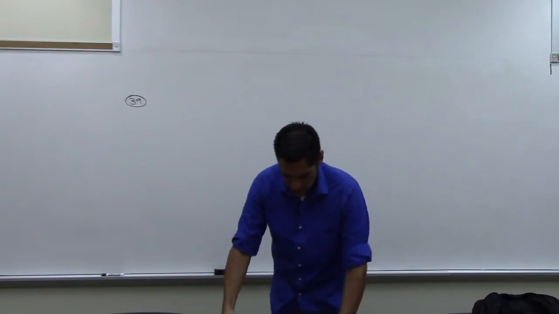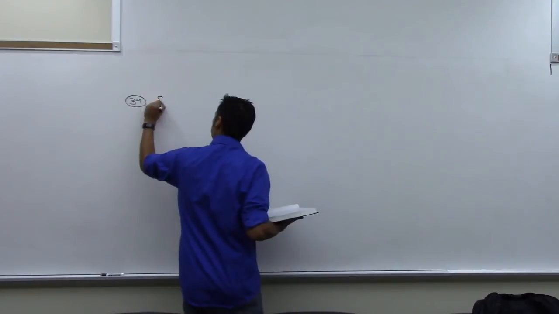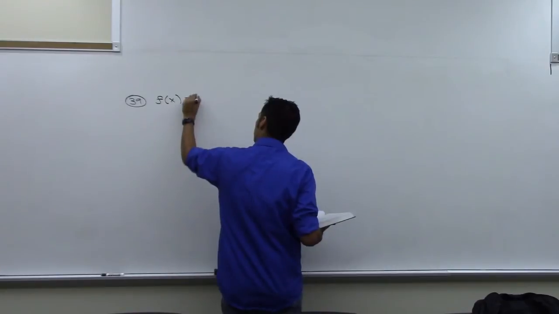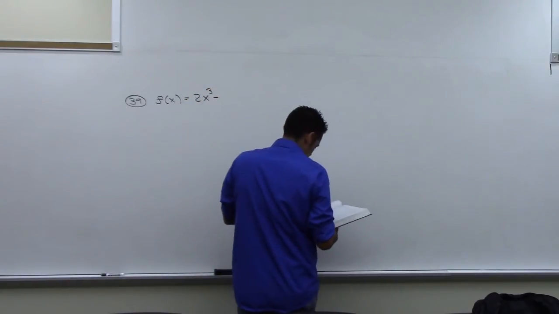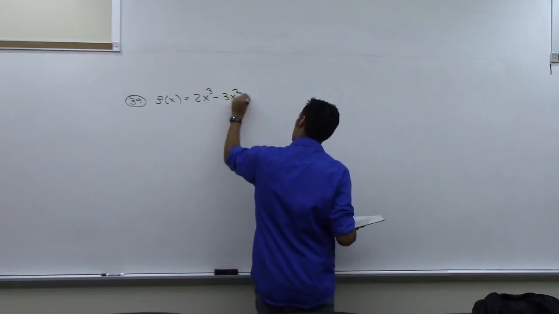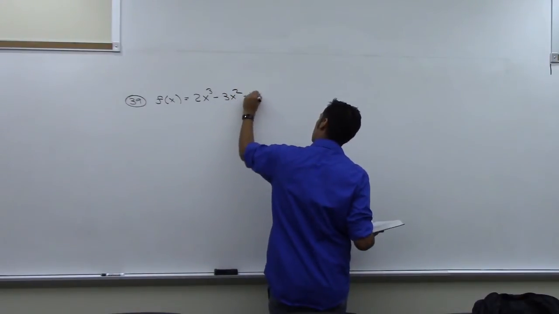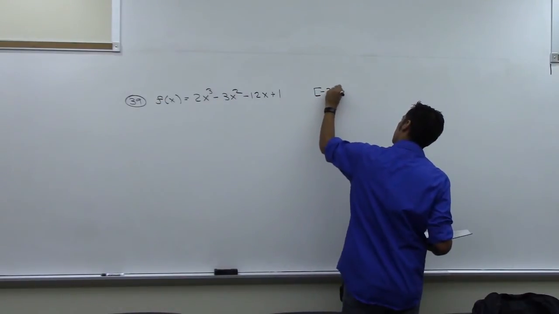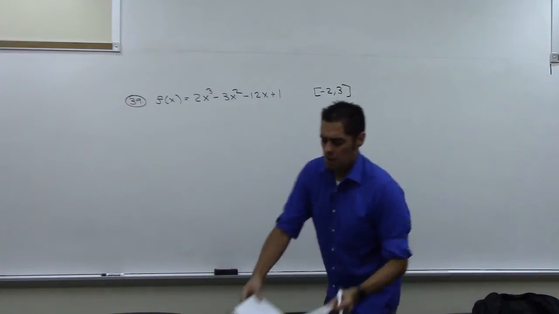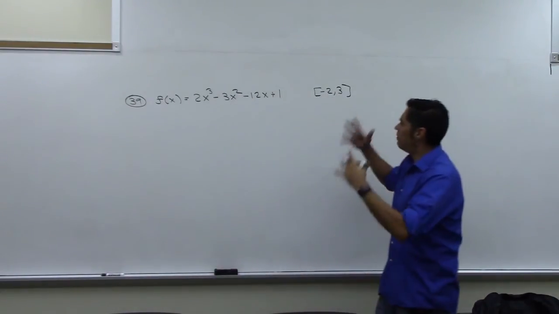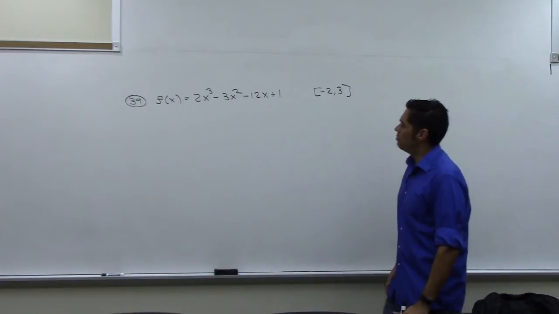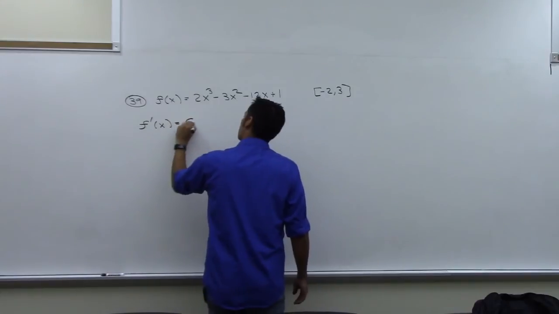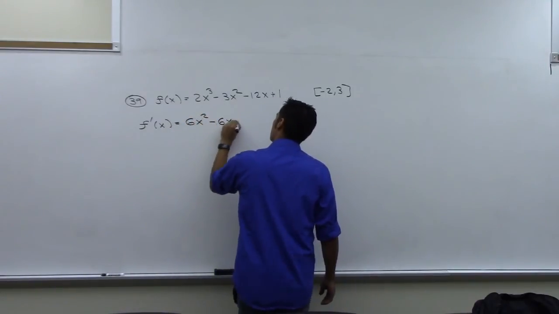39. f of x equals 2x cubed minus 3x squared minus 12x plus 1, and we're looking at the interval -2 to 3. Nice polynomial, continuous everywhere, so of course it's continuous on that closed interval. And I'll take the derivative, 6x squared minus 6x minus 12.